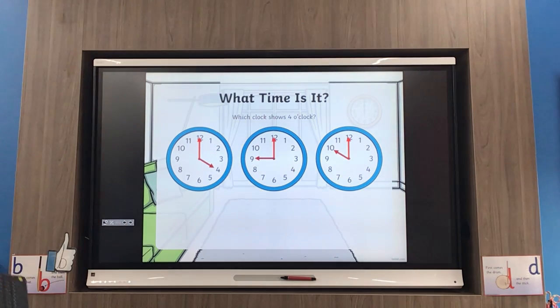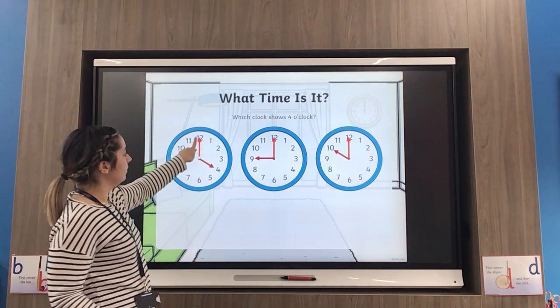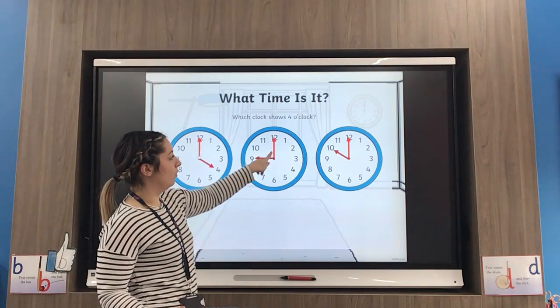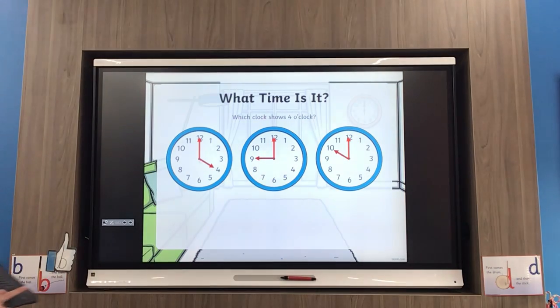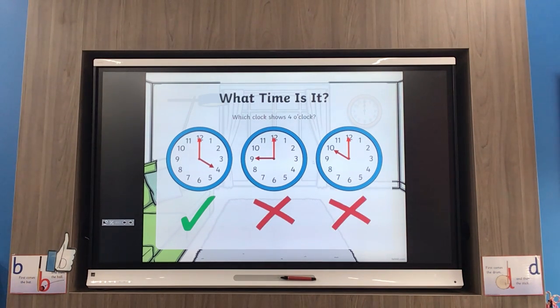Okay, so which one of these clocks show 4 o'clock? So is it going to be the first one, the second, or the third? Have a look at home and we will tick on which one we think it is. They're all o'clock, but the hour hands are pointing to different numbers. Hopefully you did recognise that this one is the correct one. These do not show 4 o'clock because the hour hand is not pointing to the number 4, where it is on this one.